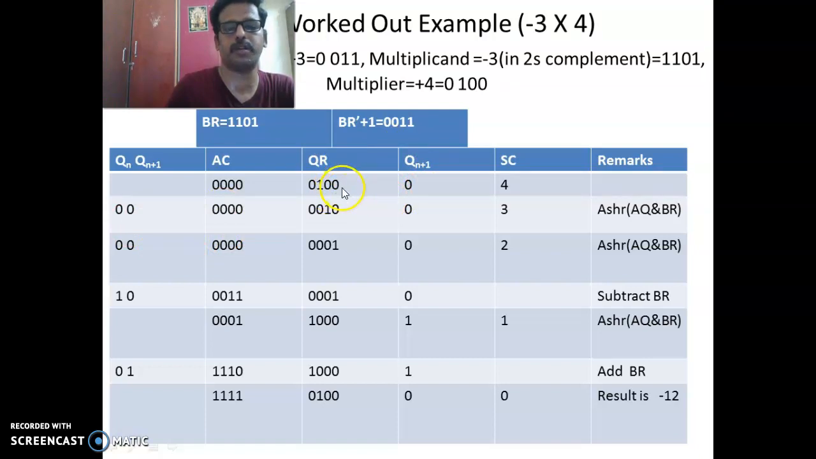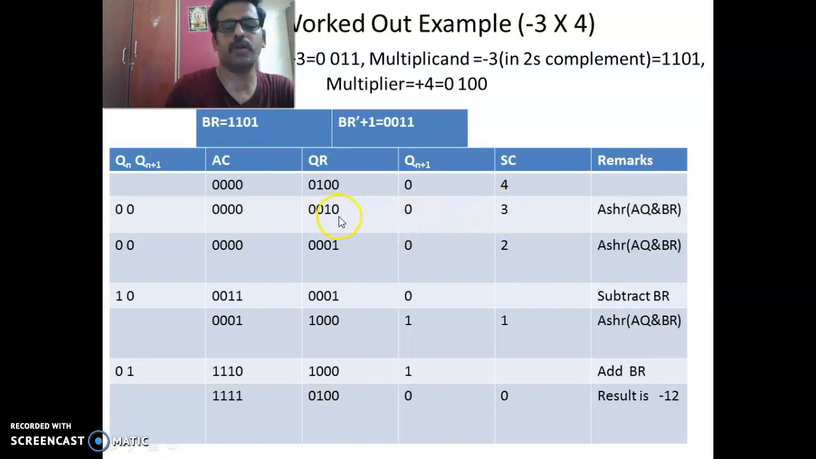Here the rightmost bit of QR is 0, and Qn plus 1 is also 0. So 0 0 means we just perform an arithmetic shift operation on AC and QR. So we'll be getting this. The rightmost bit will be moving on to Qn plus 1, and we decrement the sequence counter by 1, by which we are getting 3.